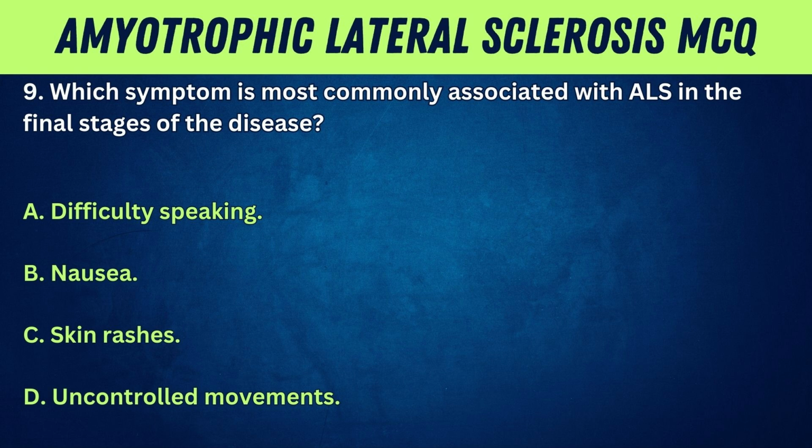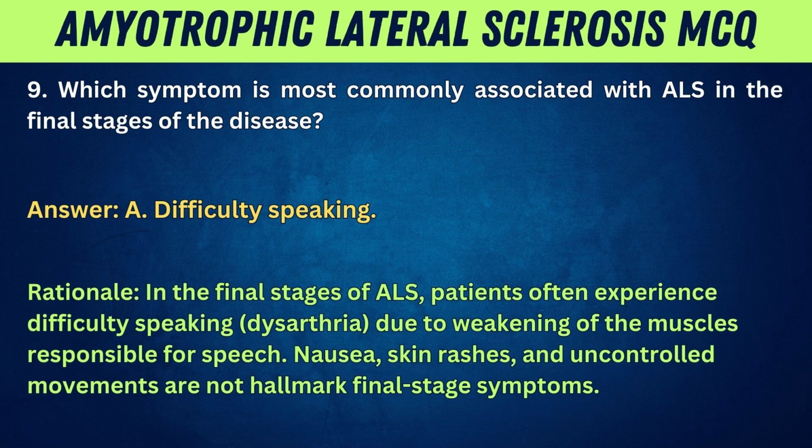9. Which symptom is most commonly associated with ALS in the final stages of the disease? A. Difficulty speaking. B. Nausea. C. Skin rashes. D. Uncontrolled movements. Answer: A. Difficulty speaking. Rationale: in the final stages of ALS, patients often experience difficulty speaking, dysarthria, due to weakening of the muscles responsible for speech. Nausea, skin rashes, and uncontrolled movements are not hallmark final stage symptoms.